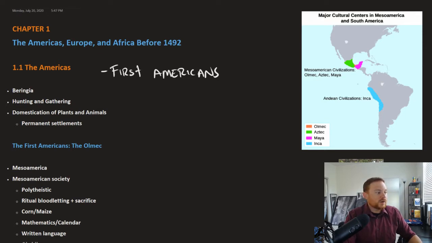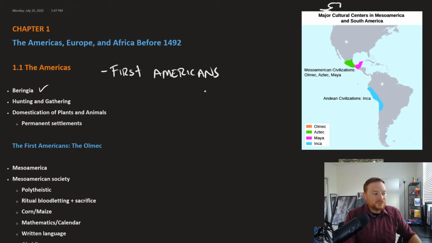And those people arrived via Beringia, or the Bering Land Bridge. That is, migrations across a certain geographic area. Now, if we were to take this map here of North and South America and extend it northward a little bit, we would recognize that Alaska is somewhere up here.